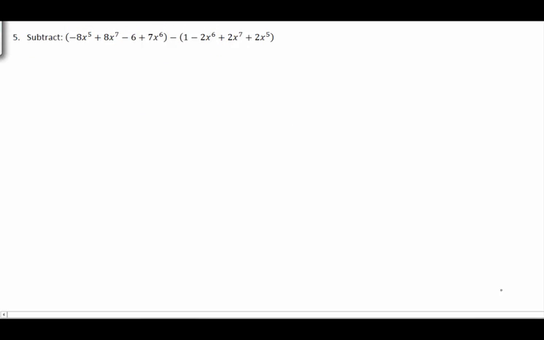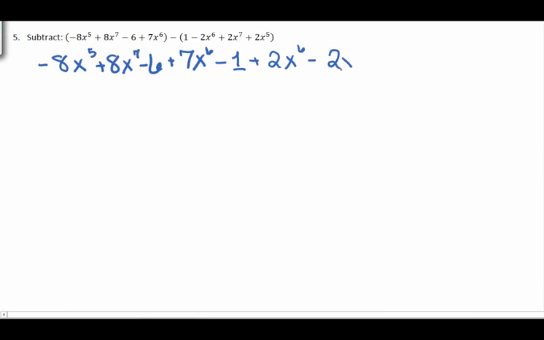Number 5 wants us to subtract. When we do this, the first parenthesis doesn't mean anything, but the second one does. A negative sign in front of a parenthesis means we'll change the sign all the way through. So negative 1 plus 2x to the 6th minus 2x to the 7th minus 2x to the 5th.